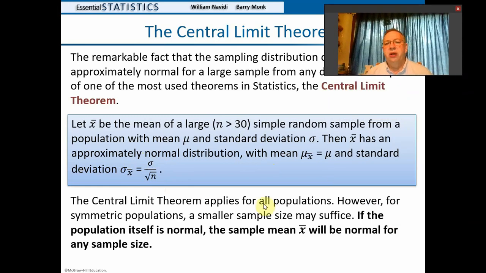The central limit theorem applies for all populations, so they can be right skewed, left skewed, non-symmetric. But for a symmetric population, a small sample may suffice. In general, if the population itself is normal, the sample mean will be normal for any sample size. And to see it for any population shape of the distribution, we need n greater than 30.